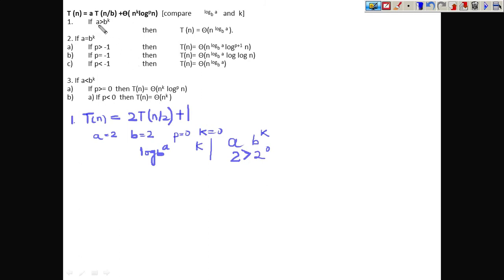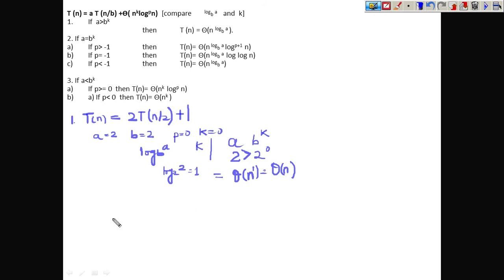This is case 1, a is more than b power k, and our answer is theta n power log a base b. What is log a base b? Here, log of 2 base 2 is 1. So the answer is theta n power 1, that is theta n. So for this recurrence, our case is case 1.